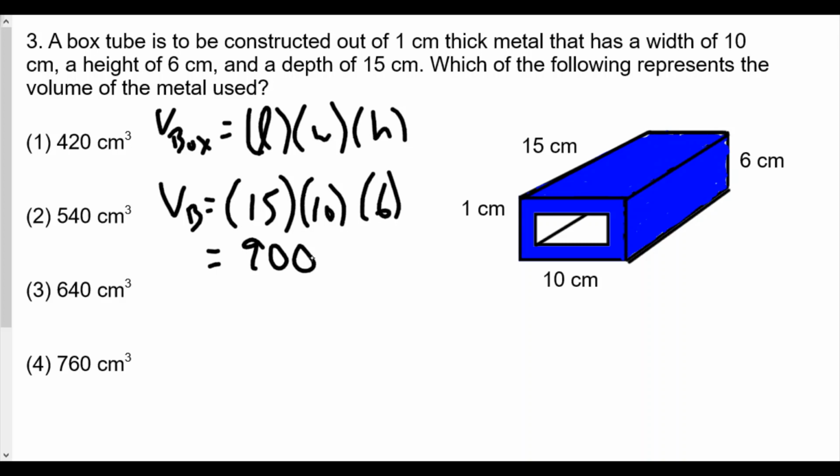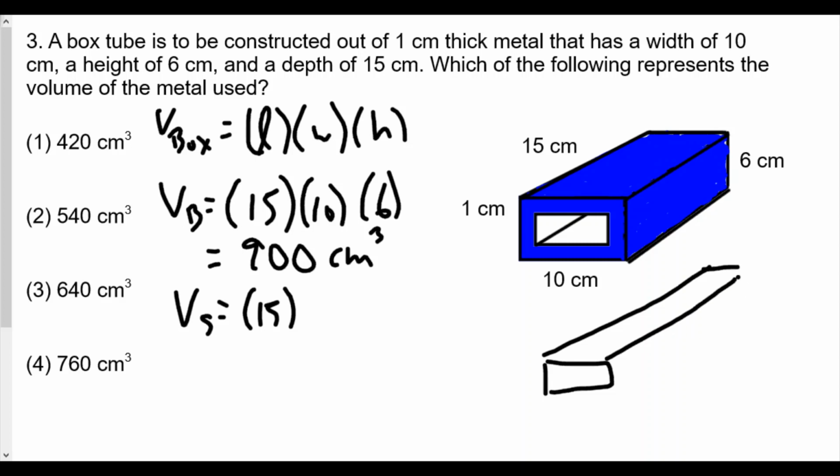Okay, so that'll be 900 centimeters cubed. Now the volume of the smaller piece: we know the length is 15. But if we were to redraw this box here, the empty space, this is still 15, so that's okay.